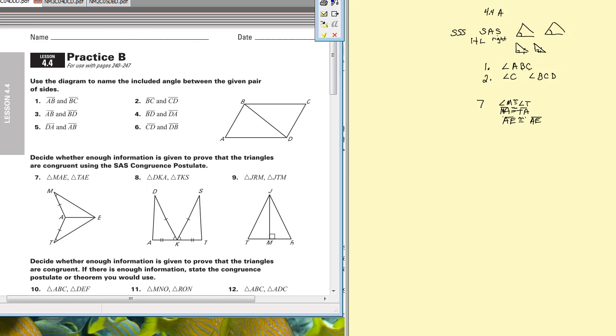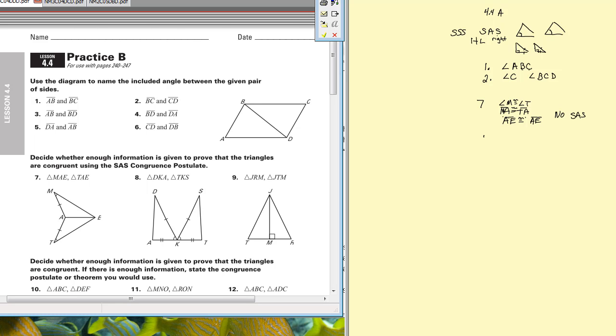Now, I have two sides and an angle, but is this two sides with the included angle? No, because M and T are outside of those two sides. So this would be no. I do not have side, angle, side. Because for side, angle, side, I would have to say that those two little angles on A would be equal.